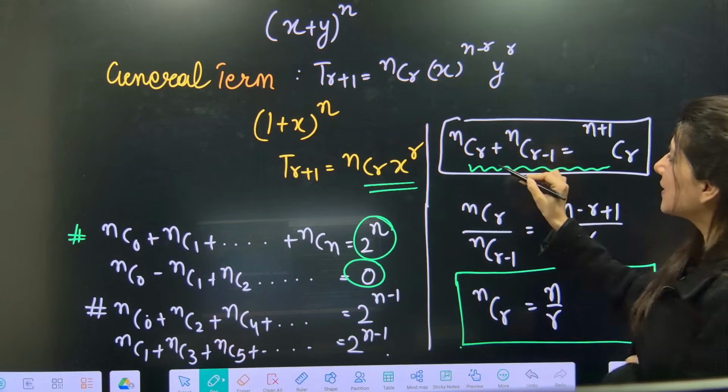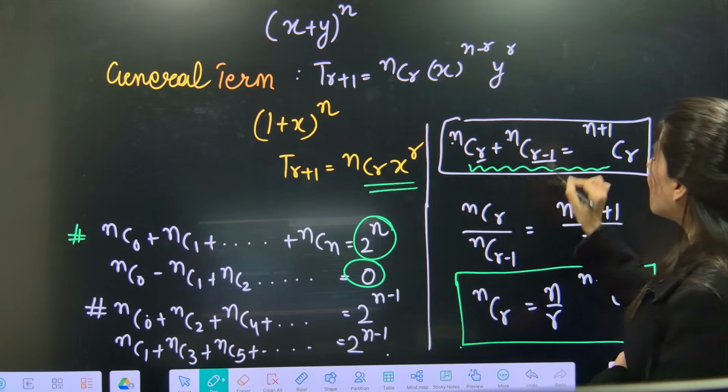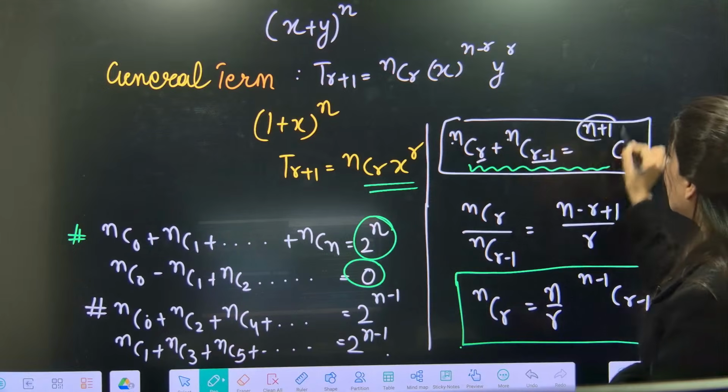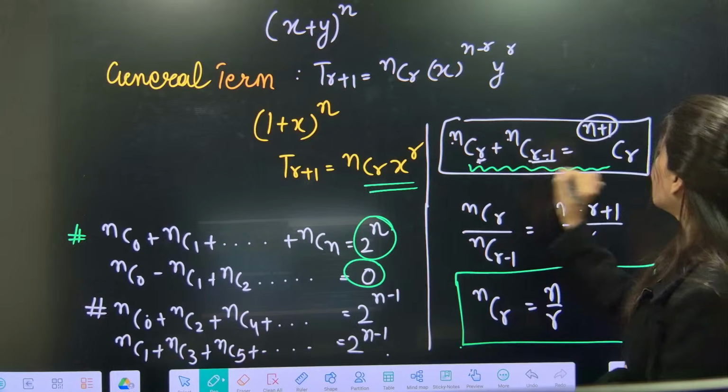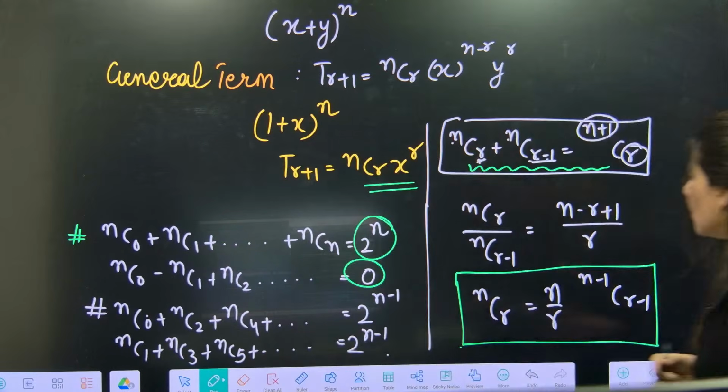nCr minus 1. So basically what is happening over here is both n are same, but there is a gap of r minus 1 over here. So it will be n plus 1, and the greater of these two is r, so r is right here. Clear?